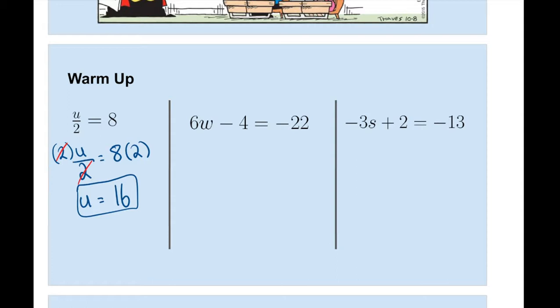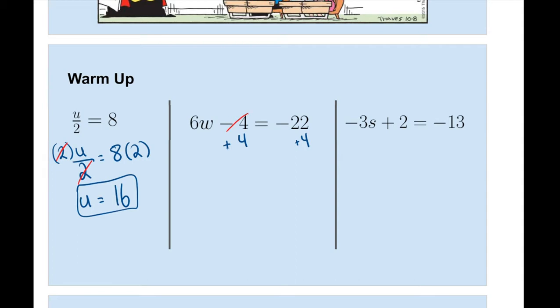Next, 6w minus 4 equals negative 22. When we have a two-step equation like this, we want to get rid of the constant first. So I want to get rid of this minus 4. I'm going to do the opposite operation, which is add 4. Do the same thing to both sides of the equal sign.